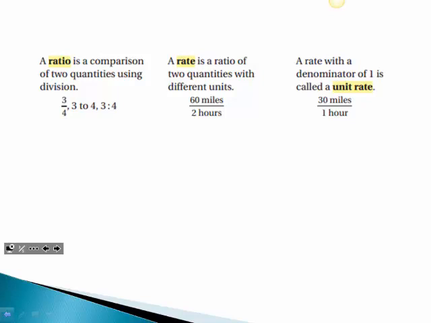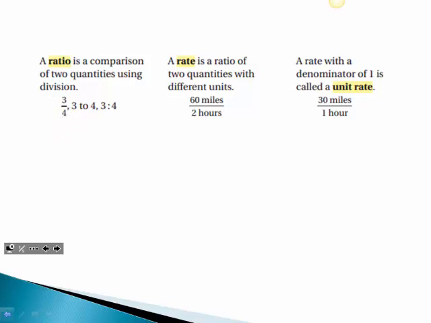Now a ratio is a comparison of 2 quantities using division. What that means is you're just taking 2 numbers and comparing them by setting them up by each other. Now if you look, there's 3 different ways you can write a ratio. You can write it using division by setting it up as a fraction. And that's the number one way you're going to set up ratios. But then there's 2 other ways you can set up ratios.